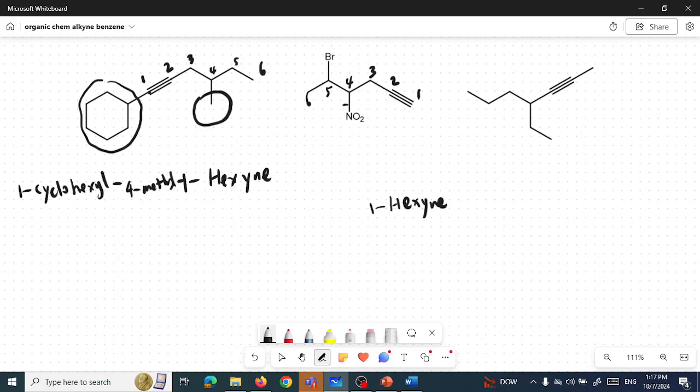On number 4, there's a nitro group. On number 5, there's a bromine group. So in the alphabetical order, B is in front of N. So 5-bromo, 4-nitro, 1-hexyne.